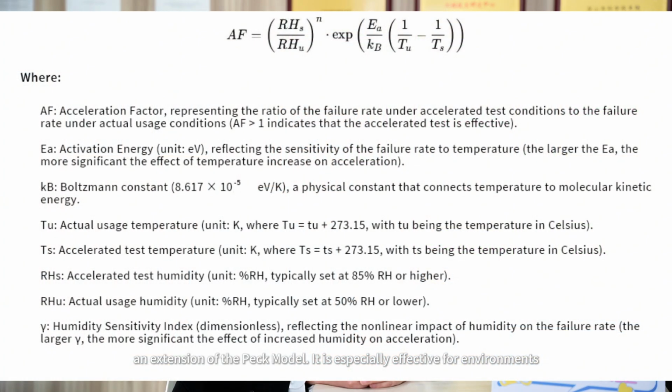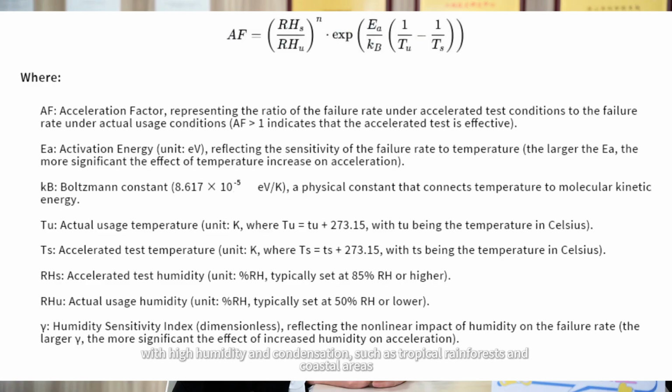As for cyclic heat and humidity testing, it applies the Hallberg-Peck model, an extension of the Peck model. It is especially effective for environments with high humidity and condensation, such as tropical rainforests and coastal areas. It primarily introduces an exponential humidity enhancement factor to quantify the onset of condensation effects. The core improvement is upgrading the humidity impact from the original power-law relationship to an exponential relationship, making it more rigorous and capable of more accurately reflecting the localized high temperature, high humidity environment caused by condensation.